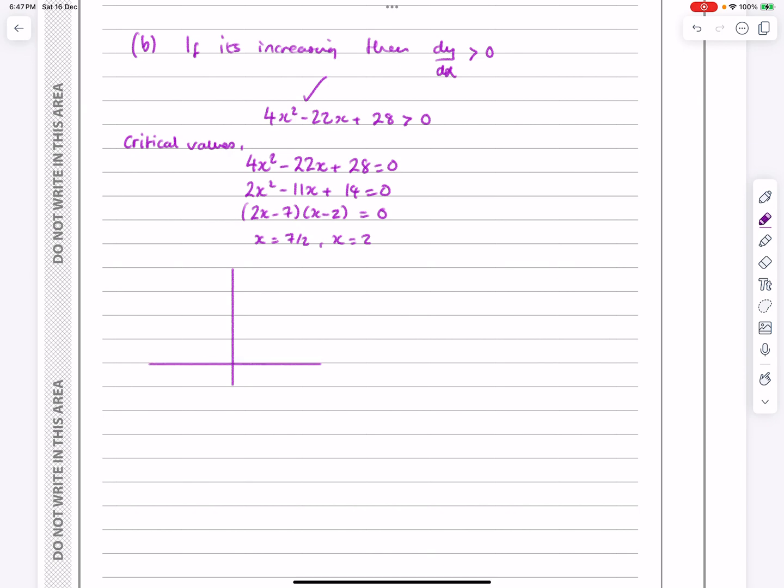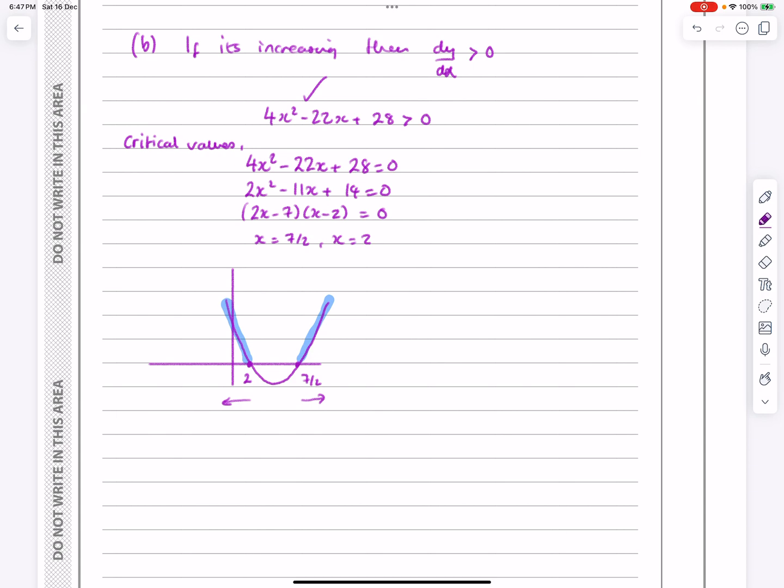what I know about this graph is it's hitting at 2 and at 7 over 2. Okay, so that value there is 2, and that value there is 7 over 2. So I found those two now. What was I trying to work out? I was trying to work out where the graph is greater than 0. Greater than 0 will be above the x-axis. It's those two regions there. So that's this side of 2 and this side of 7 over 2.